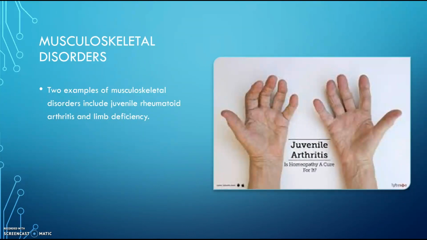included. And then the third one was musculoskeletal disorders, and 2 examples of this include juvenile rheumatoid arthritis and limb deficiency. So the first picture that I showed with the little girl missing an arm, that would be a limb deficiency. And then here's a picture of juvenile arthritis. And so obviously that would make it hard for a student to even take notes or a test. Maybe they would have a hard time holding a pencil and things like that.